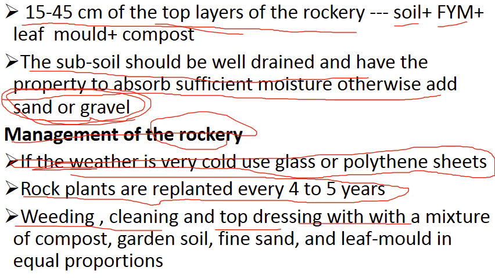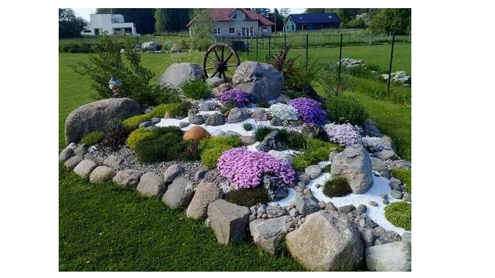Top dressing should be done with a mixture of compost, garden soil, fine sand and leaf mold in equal proportion for the better growth of the plant. This is a very small rock garden you can see, but very big and huge rock gardens are there. Here you can see big stones are there. In between these stones, soil will be there because there is growth of plants, so soil must be there.